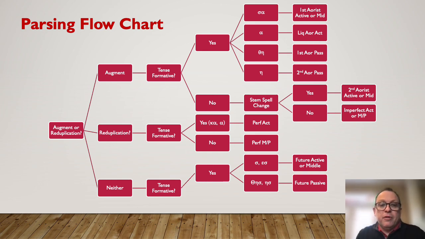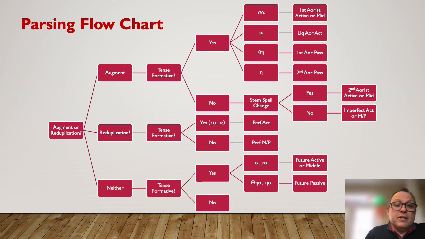So epsilon sigma for the first aorist, or for the future active or future middle, sigma, epsilon sigma, theta eta sigma for the future passive. The last section we have is for neither. There is no augment, no reduplication, and there is no tense formative. So that is going to lead you to a present active or present middle passive.